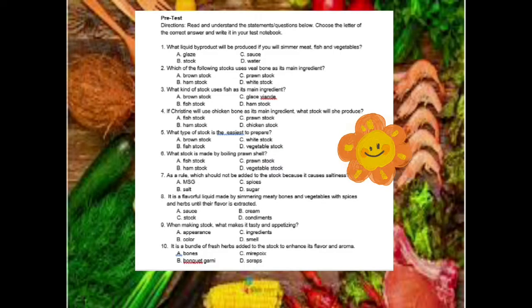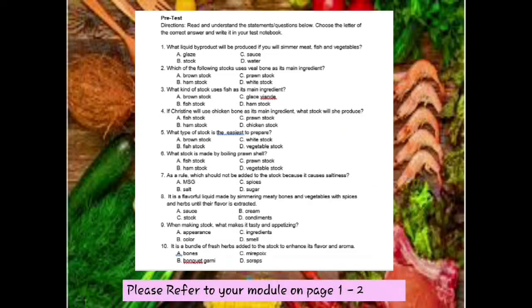But before we start with our lesson, let us first answer the pre-test on your modules. Read and understand the statement or questions below. Choose the letter of the correct answer and write it in your test notebook for 10 items. Please refer to your modules on page 1 and 2.